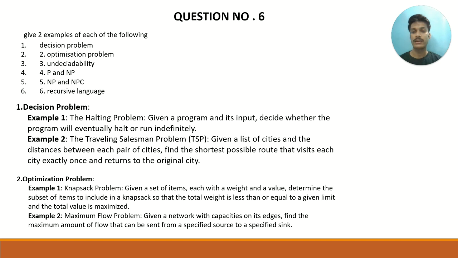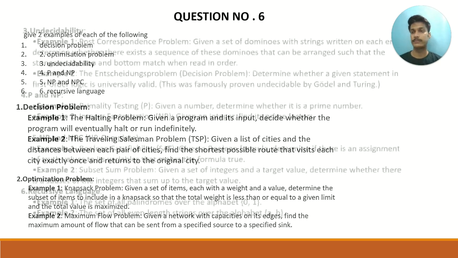Optimization problem. Knapsack problem. Given a set of items, each with a weight and a value, determine the subset of items to include in a knapsack so that the total weight is less than or equal to a given limit and the total value is maximized. Example 2 is the maximum flow problem. Given a network with capacities on its edges, find the maximum amount of flow that can be sent from a specified source to a specified sink.